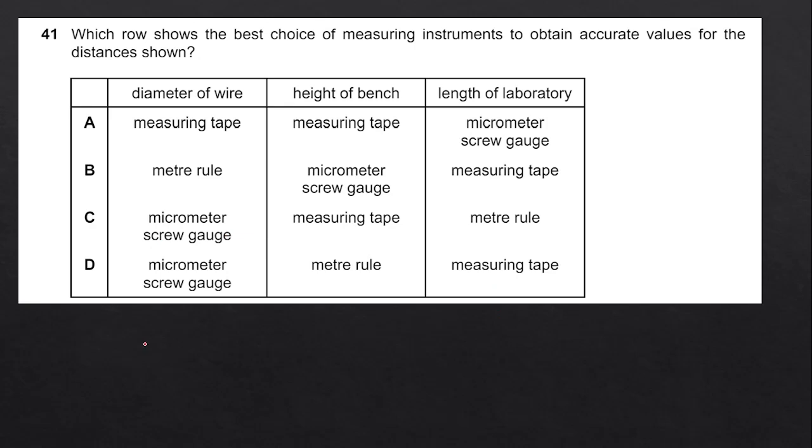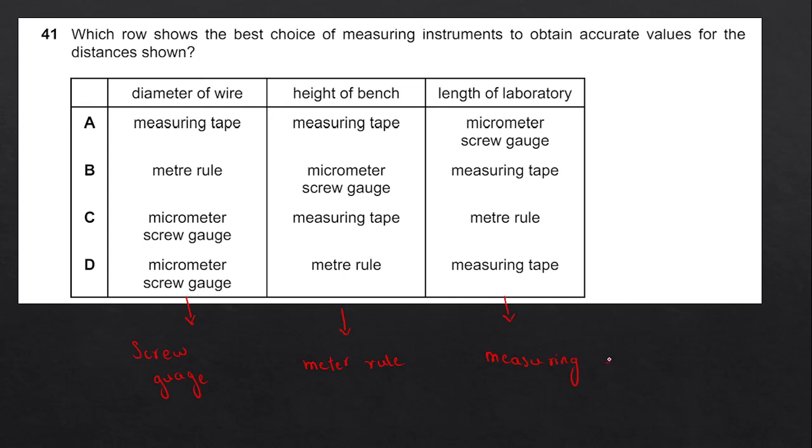Which row shows the best choice of measuring instrument to obtain accurate values for the distances shown? To measure the diameter of a wire, the best instrument we can use is a micrometer screw gauge. And to measure the height of a bench, we can use a meter rule. And to find the length of the laboratory, the best choice of instrument would be a measuring tape.